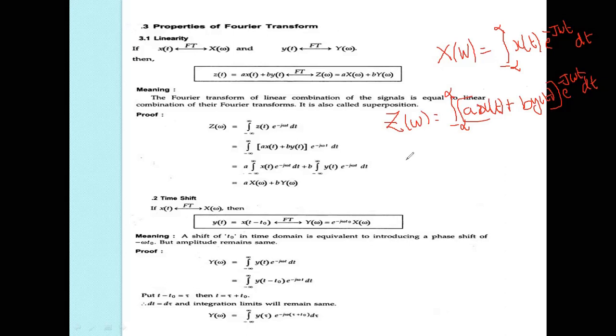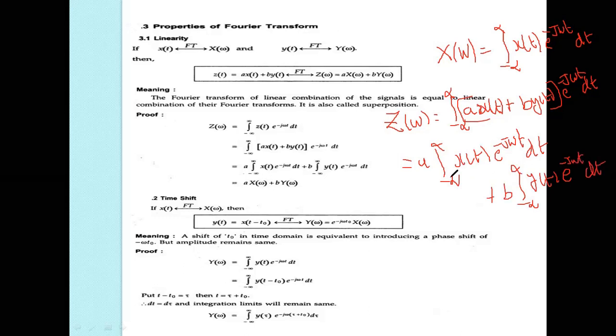So expand this, or split into two parts: a into integral minus infinity to infinity x of t e power minus j omega t dt as one part, plus b into integral minus infinity to infinity of y of t e power minus j omega t dt. So this is also the definition of the Fourier transformation with the signal x of t.